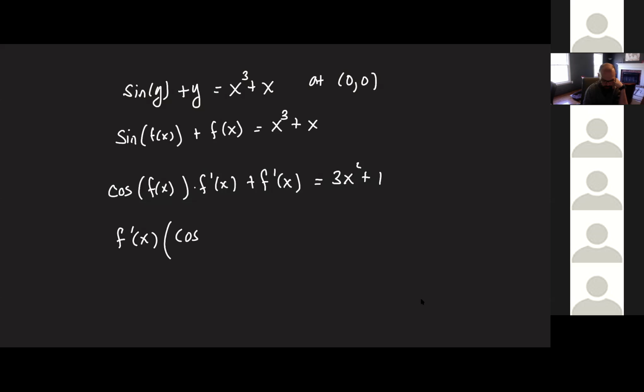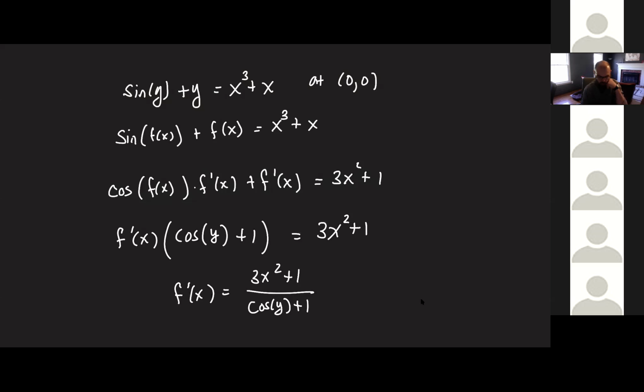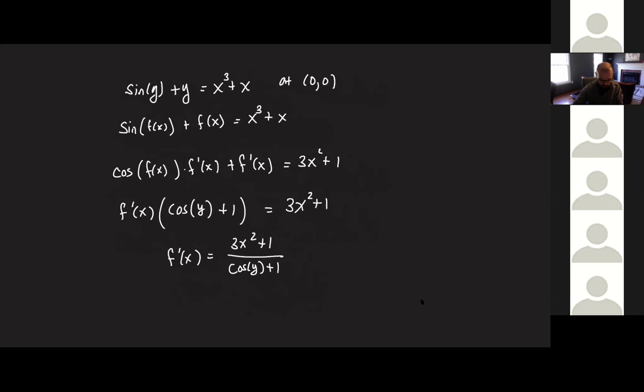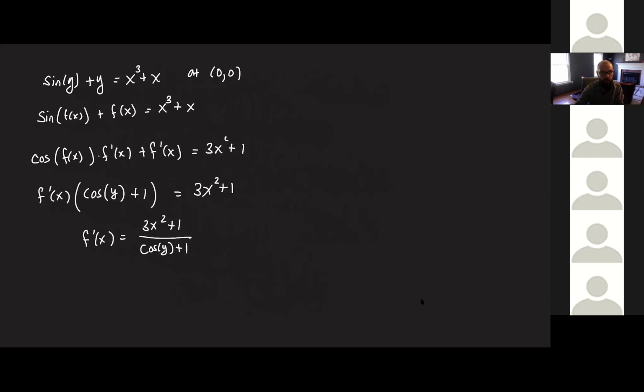So we get cosine of, I'll just swap this out with a y since I'm done here, so cosine of y plus 1 is equal to 3x squared plus 1. And so the derivative that we're solving for here is 3x squared plus 1 divided by cosine of y plus 1. Okay, so sort of in turbo mode there.